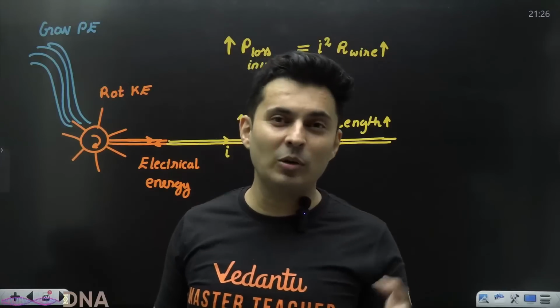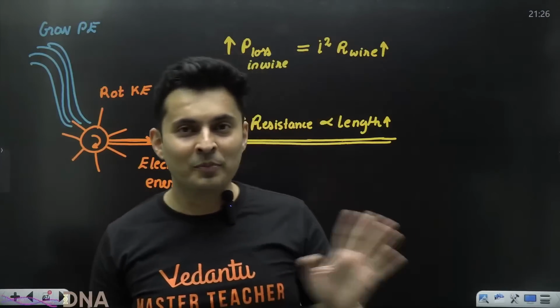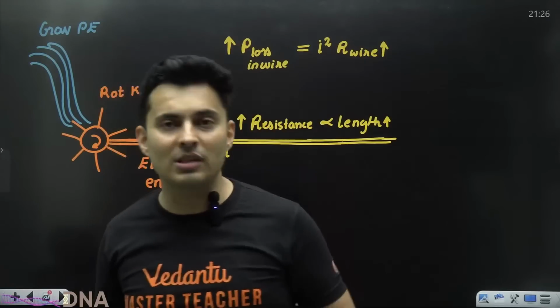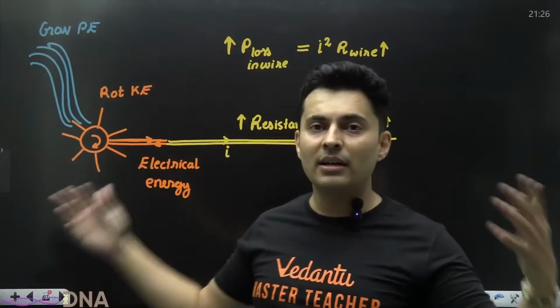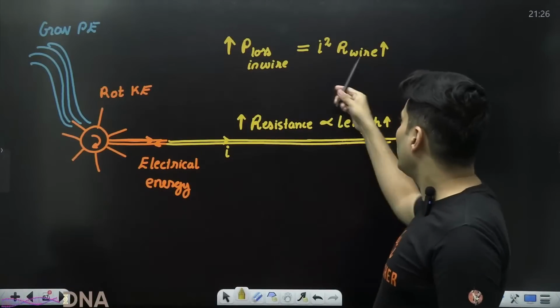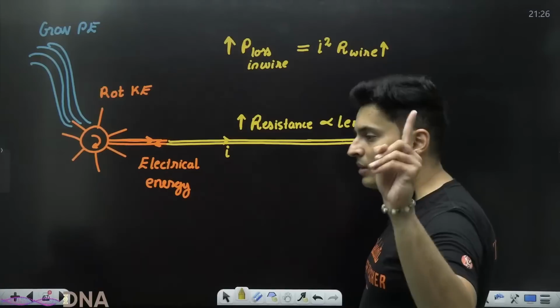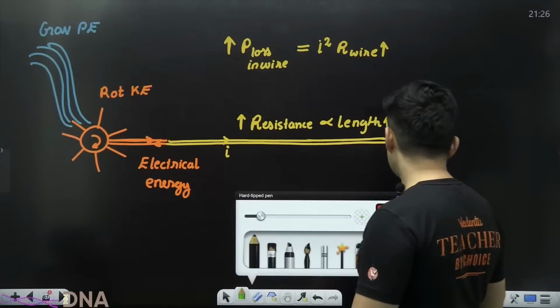If you use silver and gold, people will steal those wires and go off. So you can't use silver and gold, and even if you did, the length is too high, so the resistance is still large. So you can't do anything with the wire resistance. The only thing you can play around with is the current.